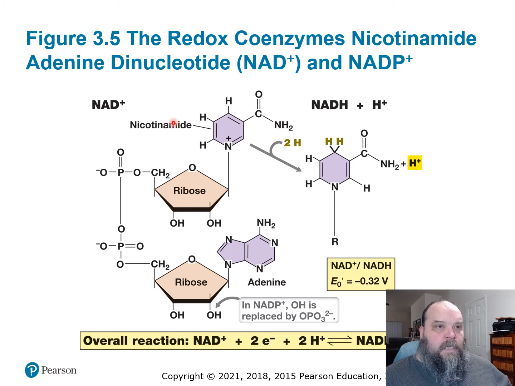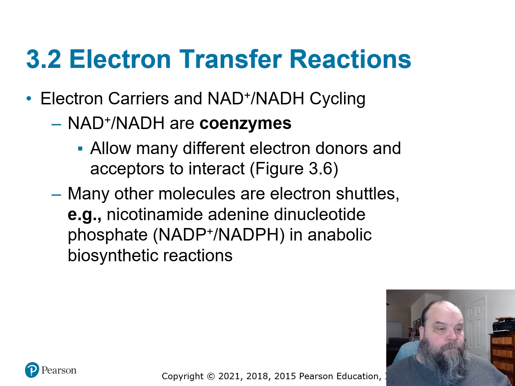You'll also see in textbooks, primary literature, they'll refer to this as NADPH. The difference between NAD and NADPH is right here, this hydroxyl. If the hydroxyl is here, it's NAD. If that's replaced with an inorganic phosphate, then it's NADPH. NAD, NADP, these are referred to as coenzymes, okay?